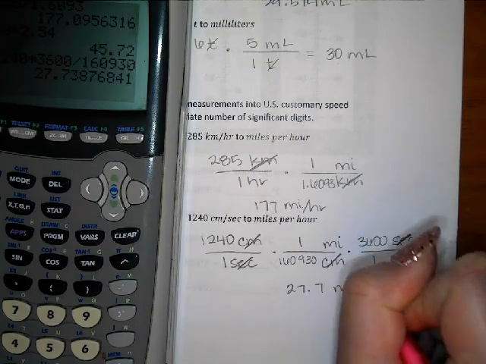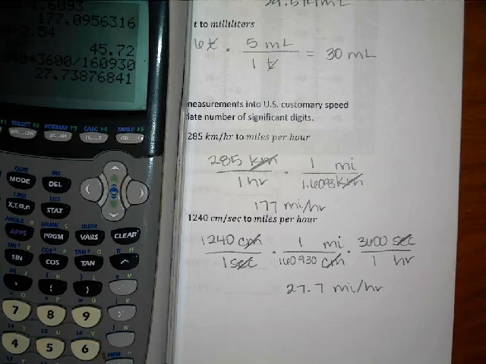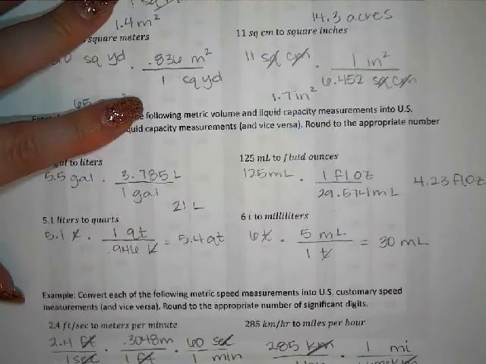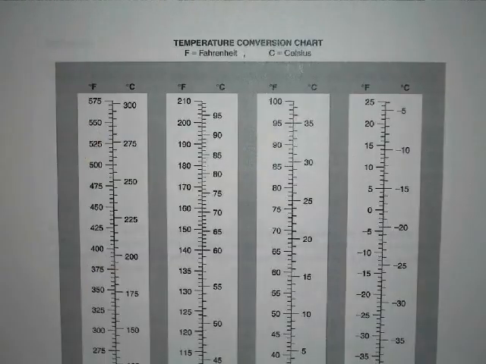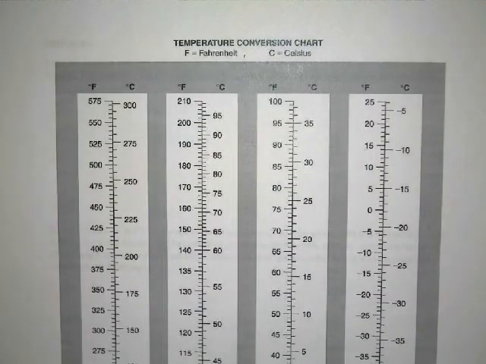All right, next we're going to look at converting temperatures. So we're going to convert between Fahrenheit and Celsius. And when you convert between Fahrenheit and Celsius, you cannot use unity fractions. They don't convert evenly. 1 degree in Fahrenheit is not the same as 1 degree in Celsius. And so, while there are conversion formulas, we are not going to use them. We're just going to look at this table and we're going to convert them that way. And I'll show you several examples so you can see what I mean.